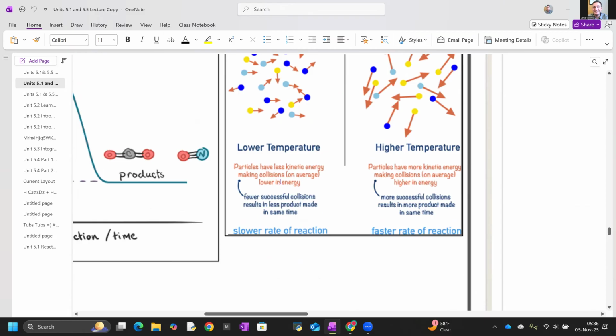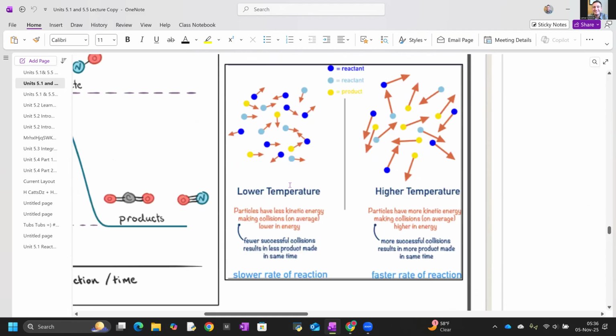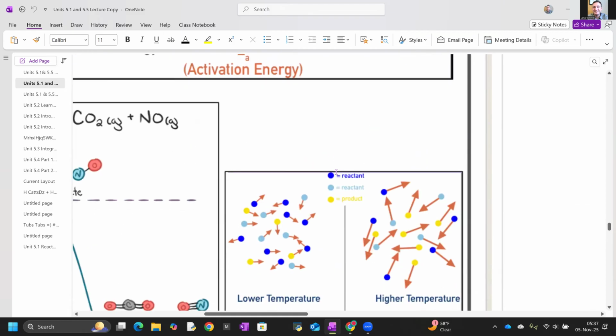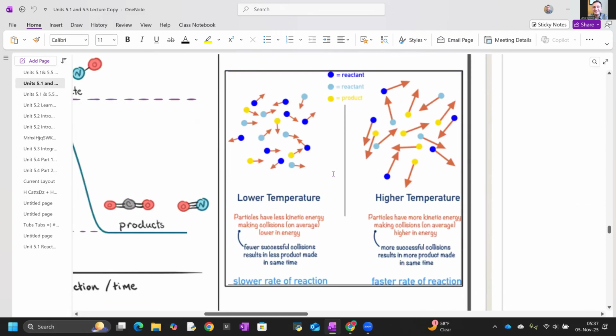Particles have less kinetic energy, making collisions on average lower in energy. And if they're lower in energy, then there are going to be fewer particles with the amount of energy needed for a successful collision, ergo a slower rate of reaction. However, if the temperatures are higher, particles on average have higher energy, and so there's going to be a larger fraction of particles that have a sufficient amount of energy, meet the activation energy, and go ahead and react, and that will allow the reaction rate to be faster.